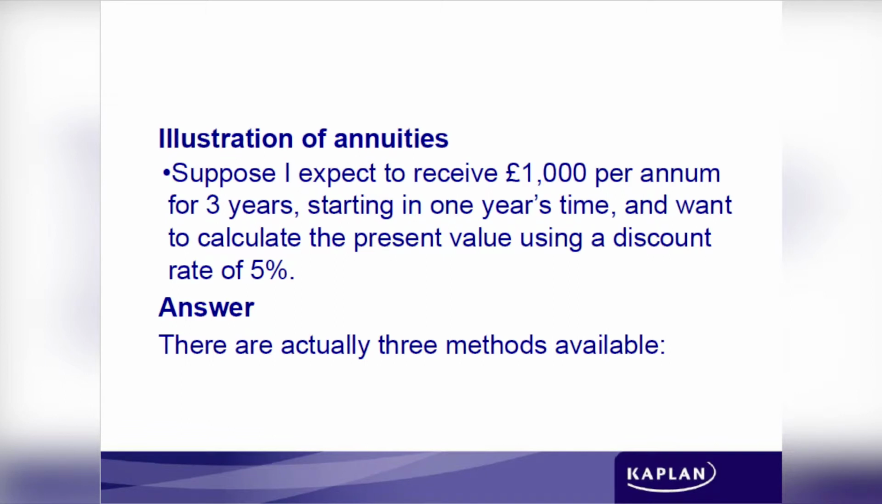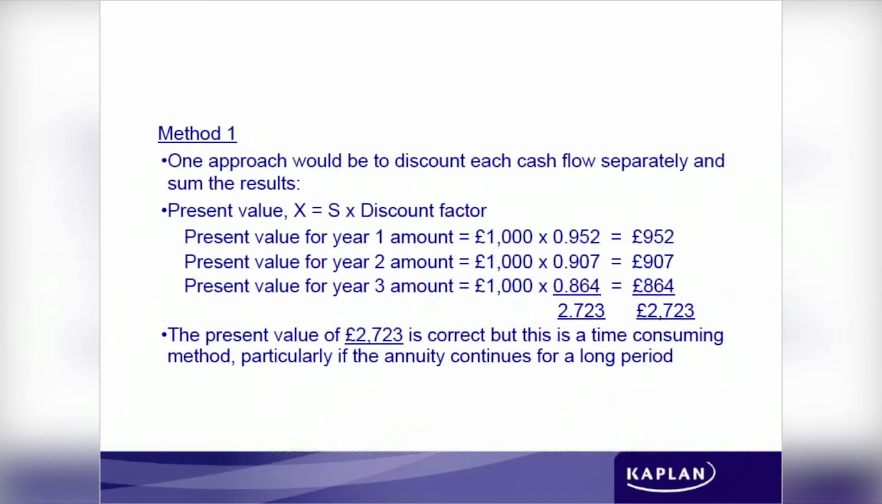Method number 1, which is the long and cumbersome one, you discount each cash flow separately using the discount factor. So you discount the year 1 annuity of £1,000 at the rate of 0.952, that's our discount factor for year 1 at 5%. Then you discount year 2's cash flow with discount factor 0.907. Then you do the same for year 3 at a discount factor of 0.864. And then you get your present value to be £2,723.